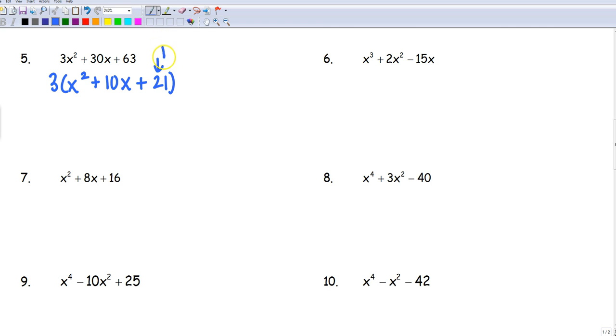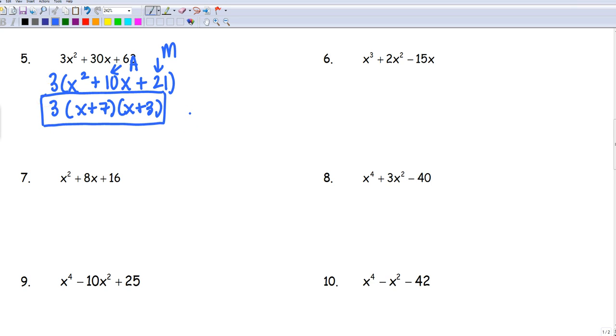You're multiplying to 21, you're adding to 10. And those numbers would be positive 7 and positive 3. Please keep the 3 in front, and this would be your final answer.